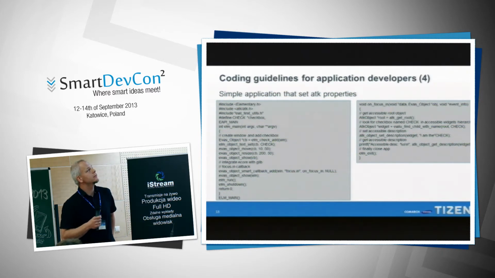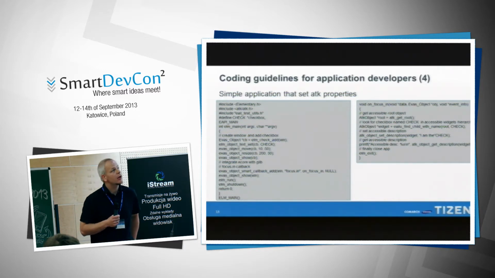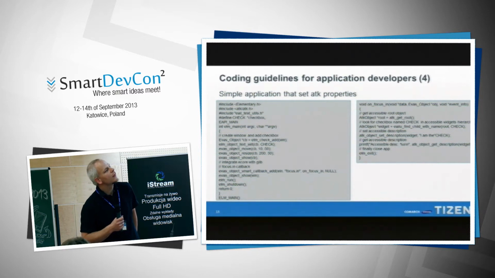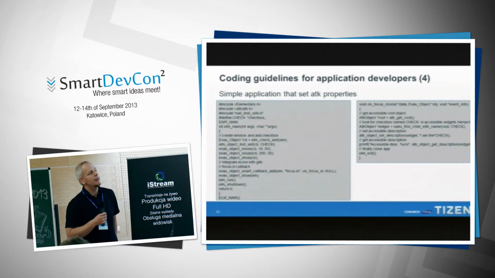Here we have a simple sample application that sets ATK properties. On the left, there are functions for creating the objects, but what is more interesting is on the right. There is a method that is run when the element is focused, and it does pretty much the same as what was shown on the previous slides. So setting the description and name for the particular element.